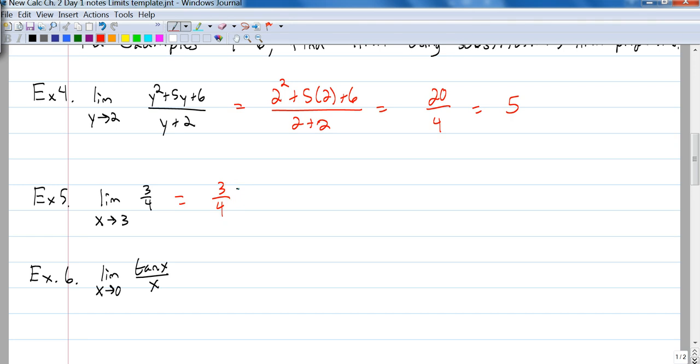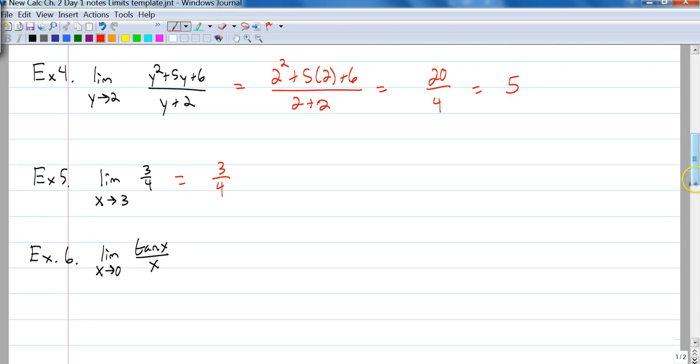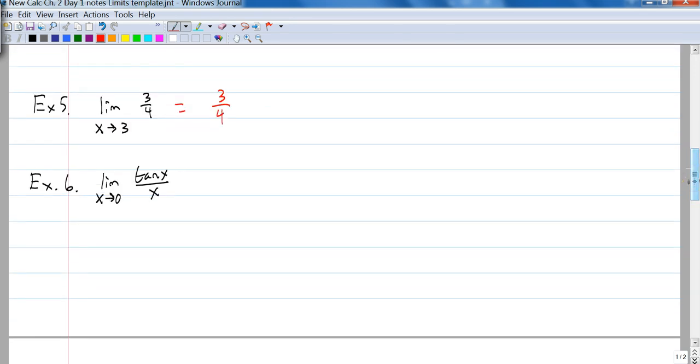Okay. Now number 6. This is where we're going to use our properties to kind of break this apart. First things first, if you plug 0 in, it doesn't work, right? We would get 0 over 0, which we can't do. So the next step is to try to fix this into something we can work with.